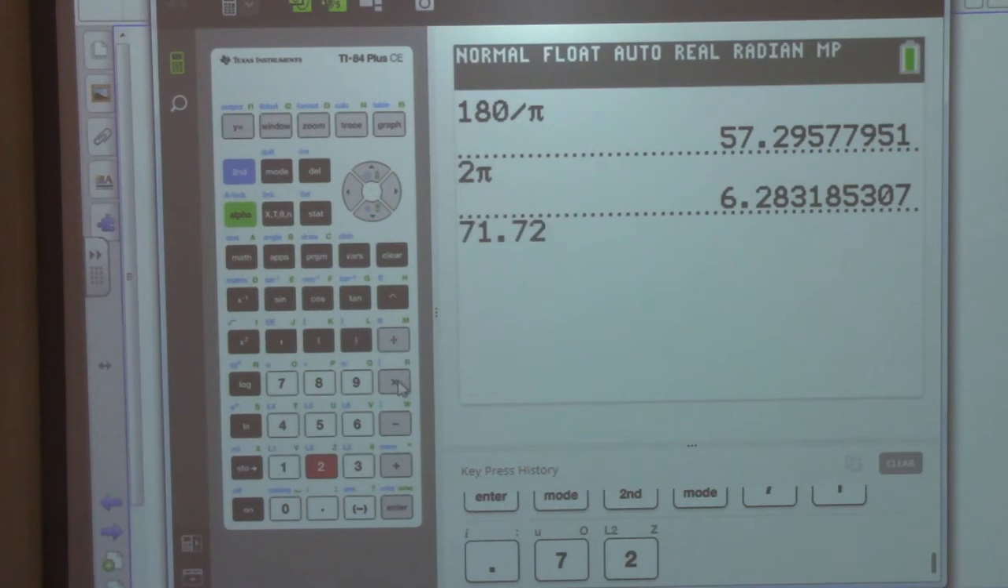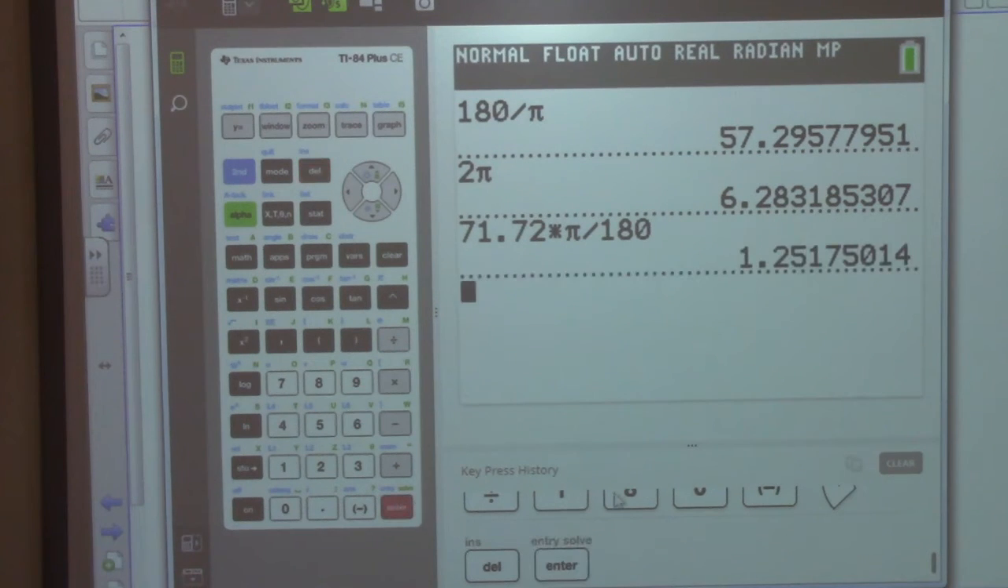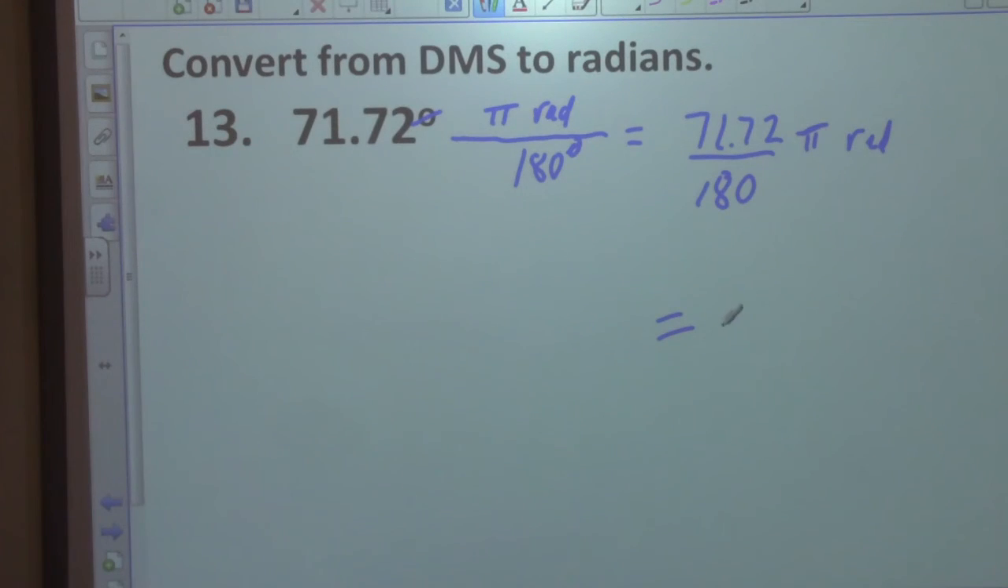Times pi over 180. Oops, if I go ahead and press the right buttons on my calculator, that'd be nice. There you go, 1.25. So not quite 1.5, but sort of in the ballpark. So 1.252 maybe, if we go to the thousandths place. So 1.252 radians.